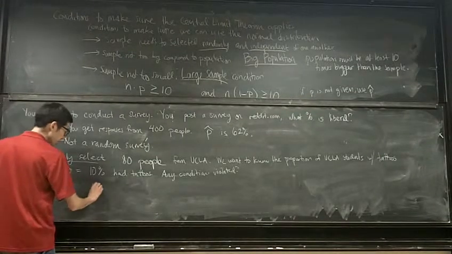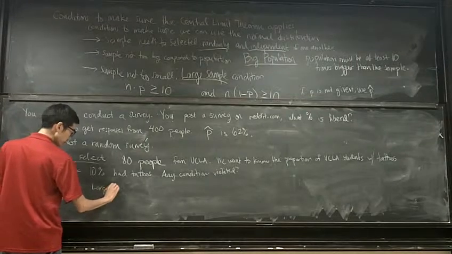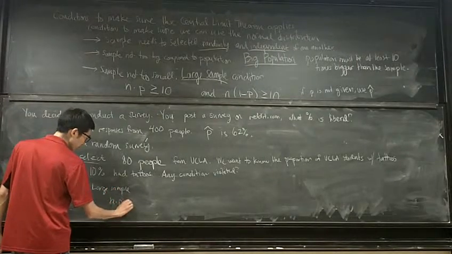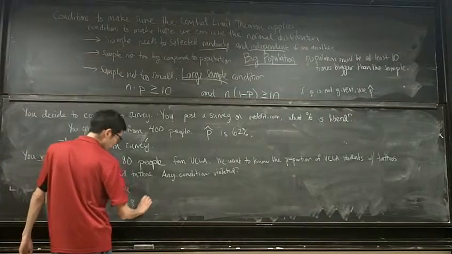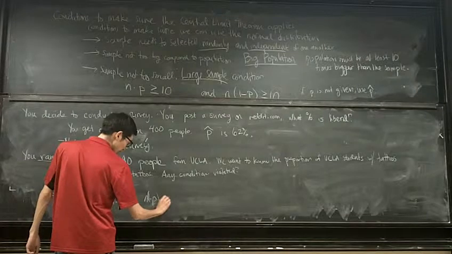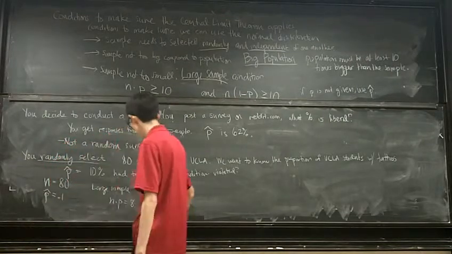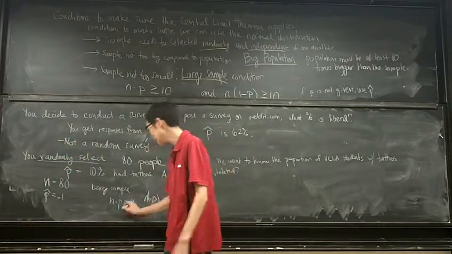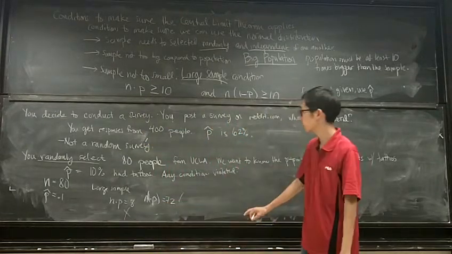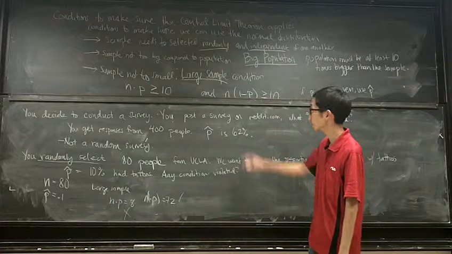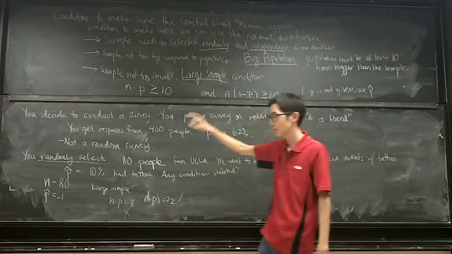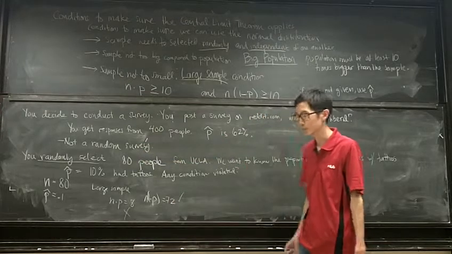So if I check large sample, I get n times p is equal to 8, and n times 1 minus p is 72. Okay, so 72 is bigger than 10, but 8 is not bigger than 10. So the large sample condition is violated. Random and independent is met because I said I randomly select.